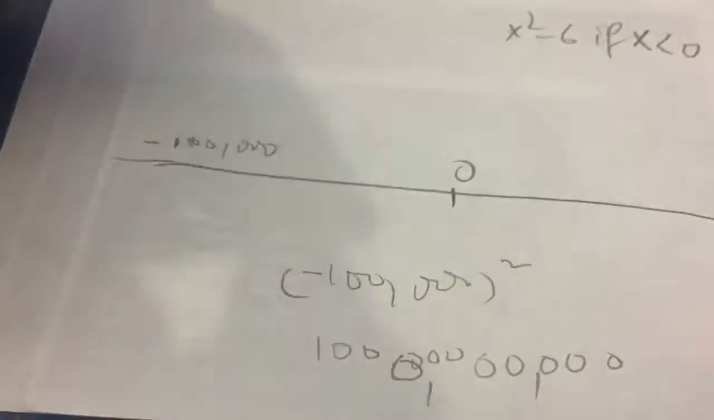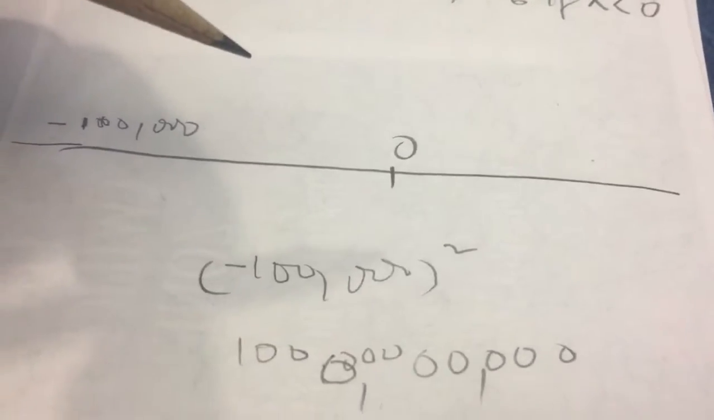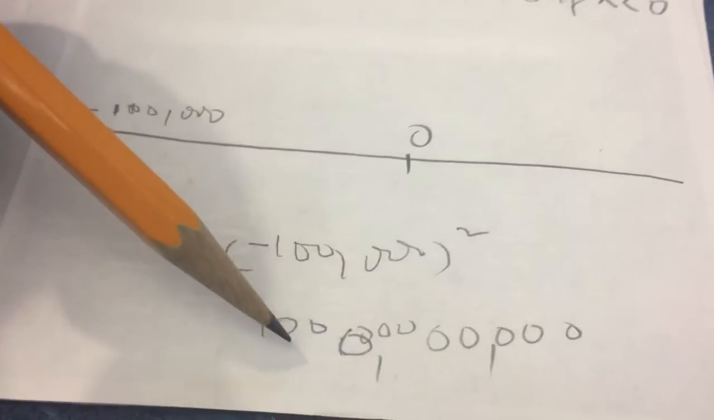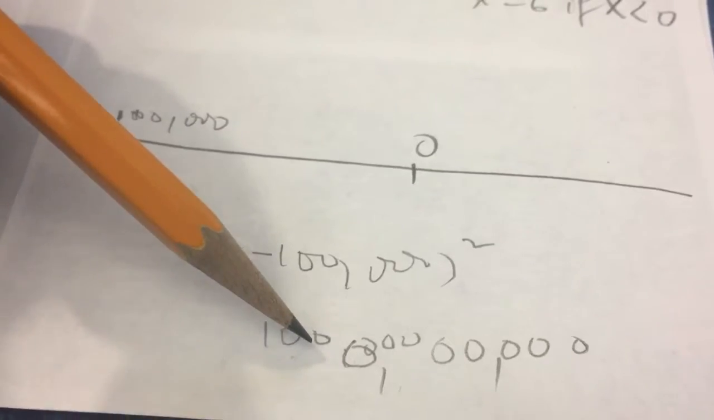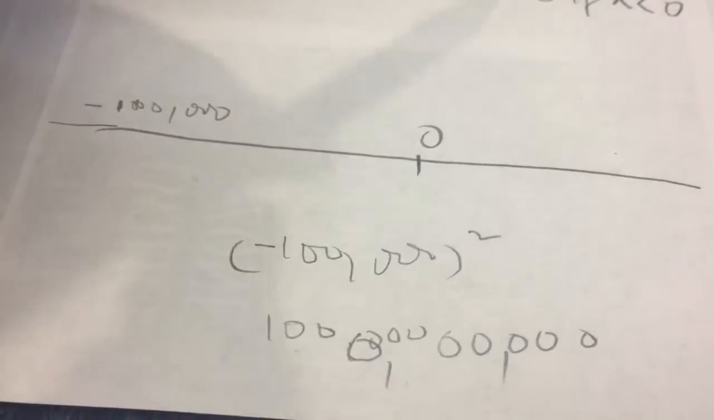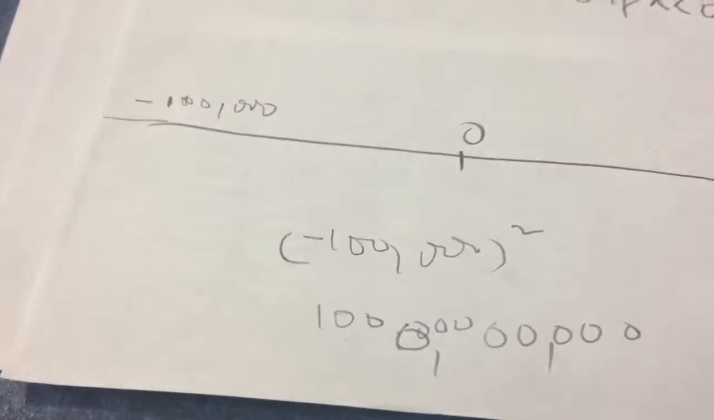So 5 more 0s: 1, 2, 3, 4, 5. It's going to give you this number, right? This is what you get. How big is this number? How huge is this number? A lot. It's like positive 10 billion. Now, positive 10 billion minus 6 is always going to be positive, something close to 10 billion.